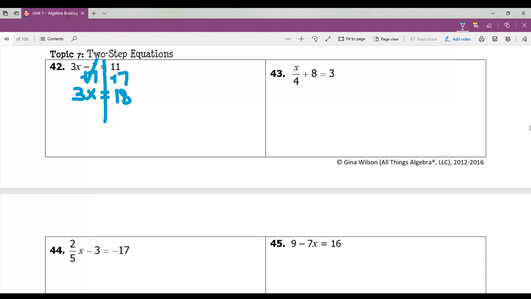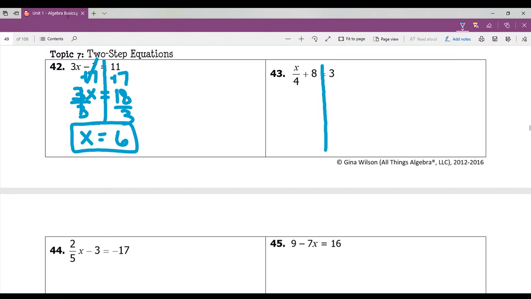Now 3x means 3 times x. To get rid of multiplication, you would use division. So divide by 3. X equals 6. Alright? Same thing. Some people like to draw this bar down through here with the equal sign. I mean, you can do that. I don't do that. I'm just doing it for show here. But again, it's your option.